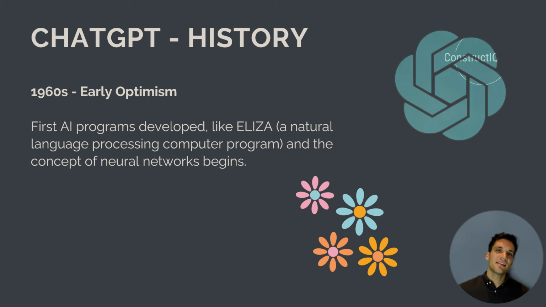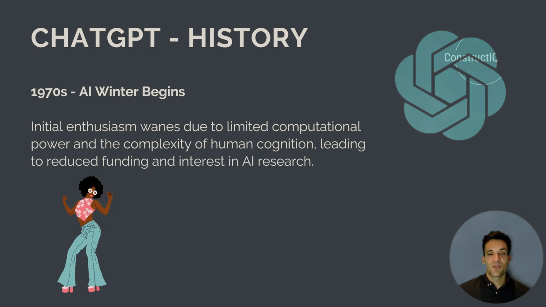Then in the 1960s, there was some early optimism around the topic. Initial things like ELIZA, a natural language processing computer program, were developed, and the concept of neural networks begins. And so this was the early optimism phase. In the 1970s was the AI winter. So no, there weren't many advances in the 1970s with AI. There was a sort of broad understanding that human cognition was so complicated, so advanced that it would be impossible to replicate, and it led to reduced funding and research into AI.